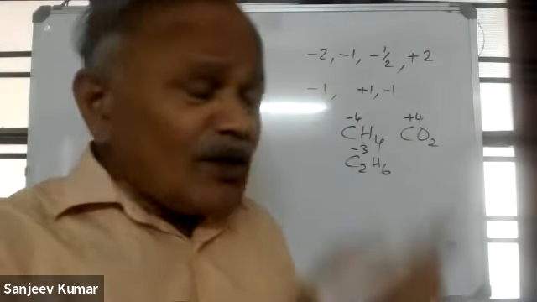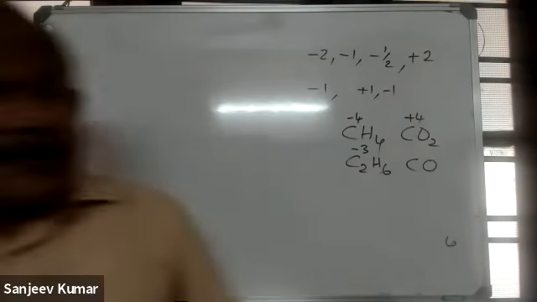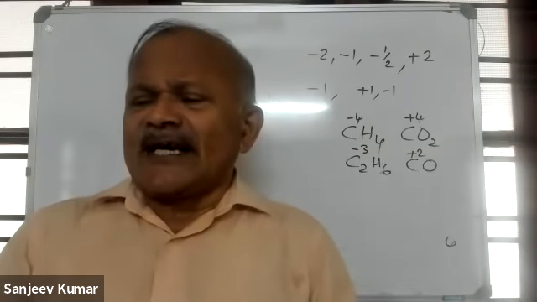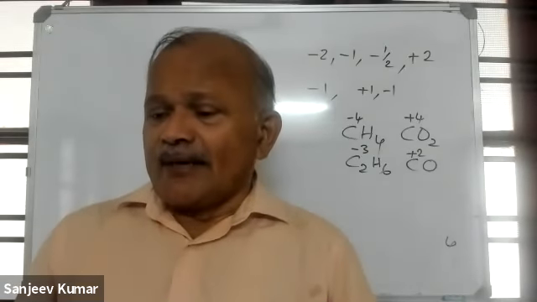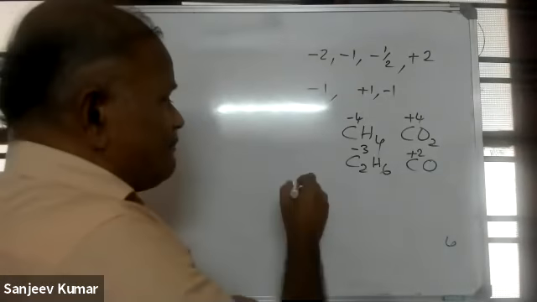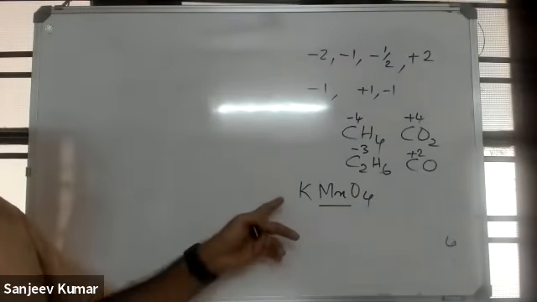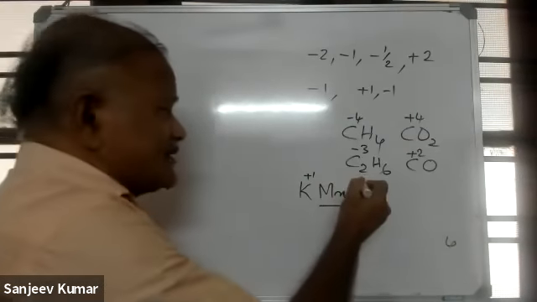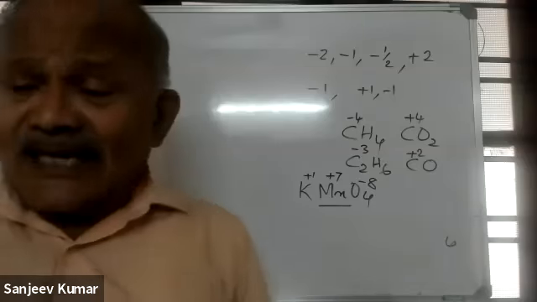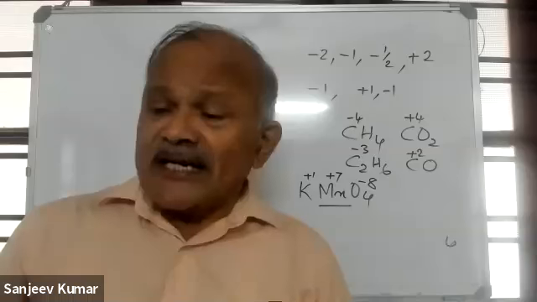What is the oxidation number of carbon in carbon monoxide? Oxygen is minus two, and therefore carbon is plus two. This is the way in which we can assign the oxidation number for any element in a compound. And these are the rules governing the oxidation number. Now, if you consider potassium permanganate, KMnO4, what is the oxidation number of manganese? Potassium is always plus one, oxygen is minus two, so four oxygens give minus eight. And therefore manganese is in the plus seven oxidation state, because the sum should be equal to zero. This is the way in which we can assign the oxidation number for each and every element.